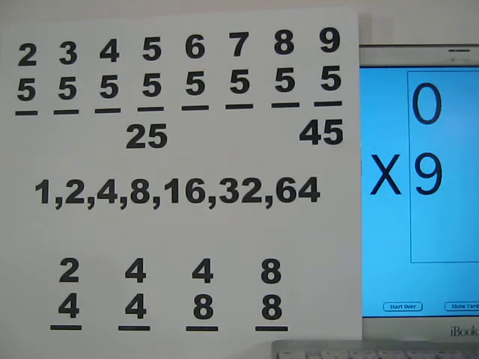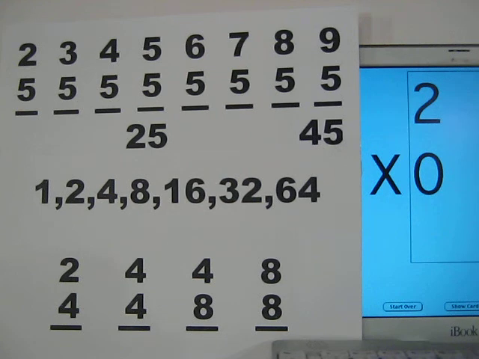0 times 9 is 0. 1 times 8 is 8. 8 times 4 is 32. 9 times 7 is 63. 3 times 5 is 15. 4 times 9 is 36. 8 times 5 is 40. 4 times 4 is 16. 8 times 9 is, 8 finger down, 8 times 9 is 72.